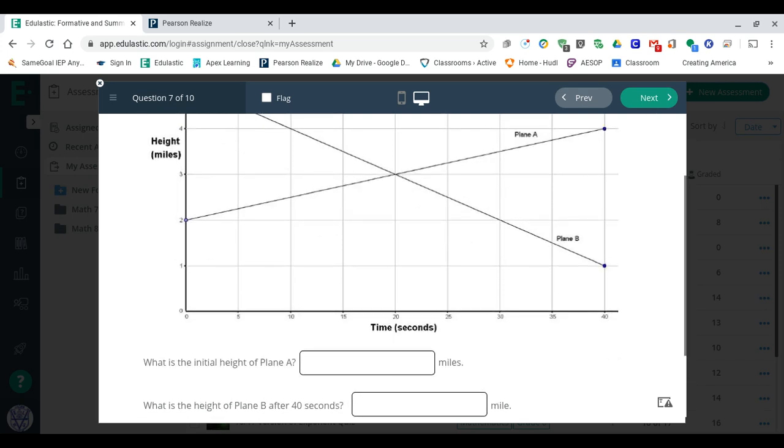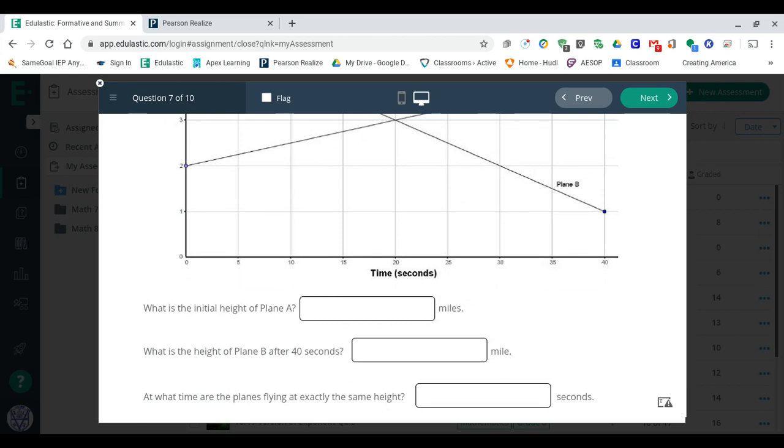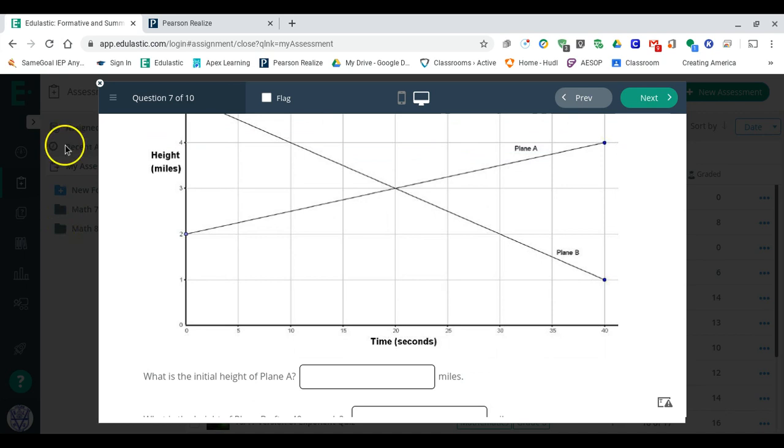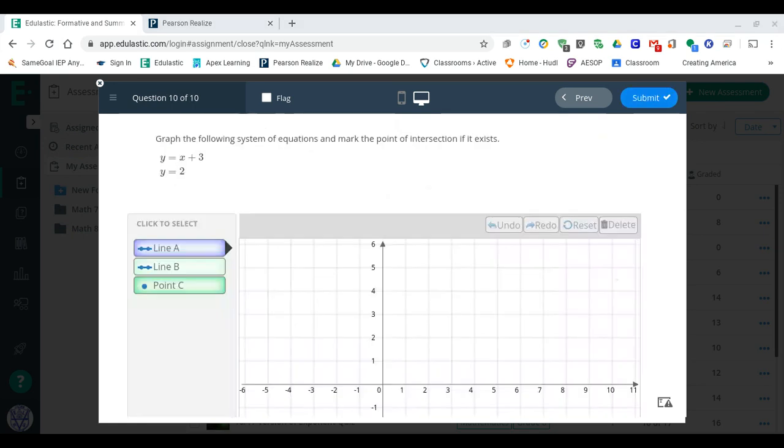The height of plane B after 40 seconds. So I'm going to come over here to 40 seconds on the chart, and I'm going to go up to where plane B is at that 40 seconds. So there we go. How high is plane B at 40 seconds? The third one is, at what time are the planes flying at exactly the same height? Well, I'm going to look at where the 2 lines intersect, because they're going to be at the same height. That's going to be at 3 miles, which they're going to be at how many seconds? You tell me.